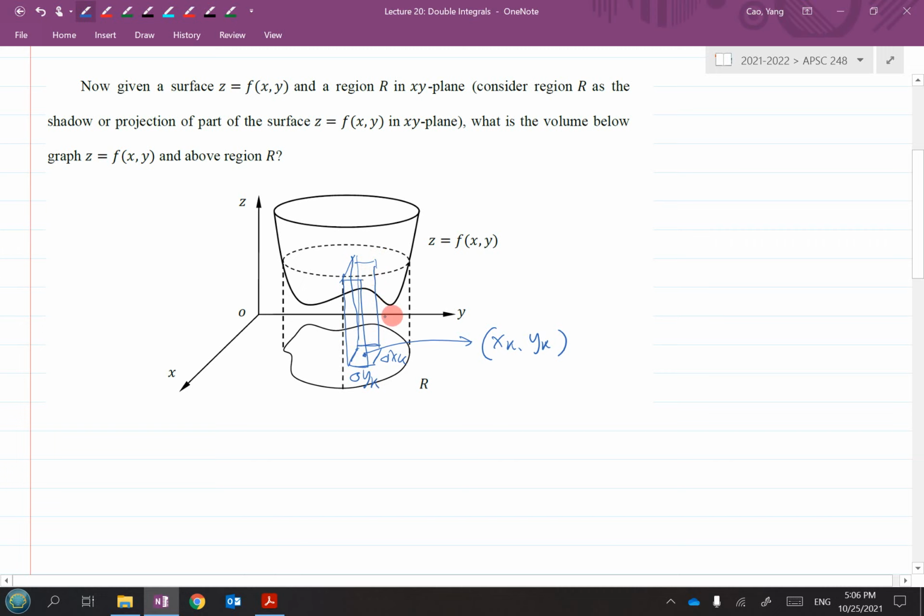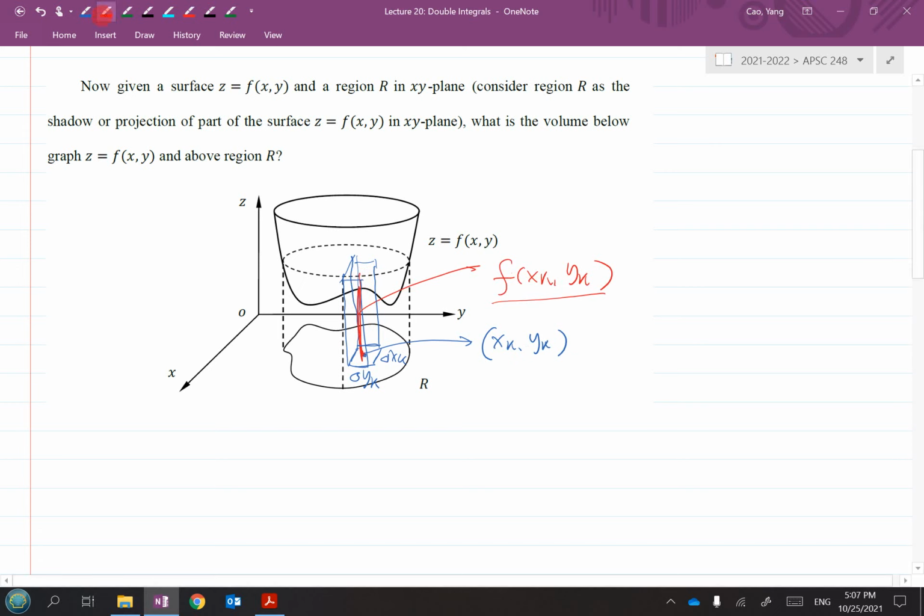So now you create that box here. The question basically is, what will be the height of the box? Consider this is a really very small patch, a rectangular box. Then the height of the box can be represented using f of xk, yk. So that's the point within this patch. Then you extend that point to the surface, you get this much height. So we can use that as the height of that little rectangular box.